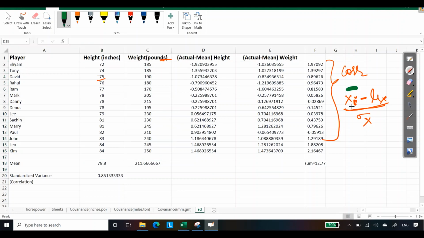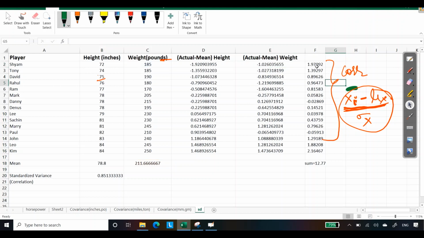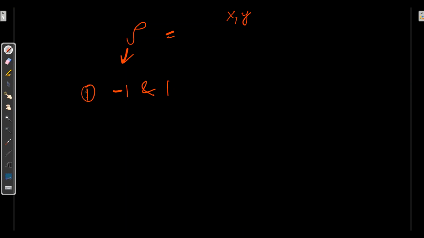Then we need to calculate actual minus mean upon standard deviation for height and weight. See, 72 minus 78.8 upon 3.54, the standard deviation. Same thing we did for weight, and then we have multiplied both height and weight so as to get correlation. So if you see it carefully, these values are lying between minus 1 and 1. So the first property of a correlation coefficient is that its value should be between minus 1 and 1.